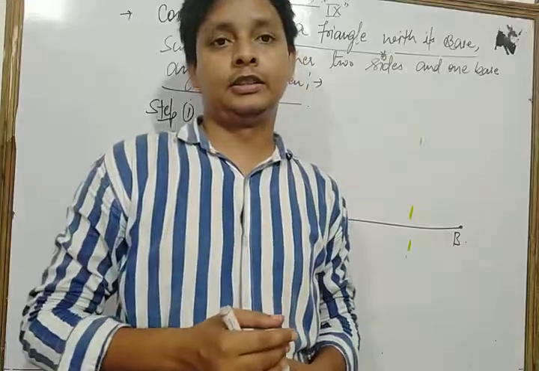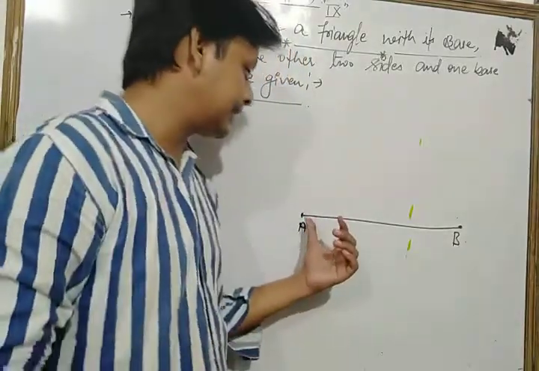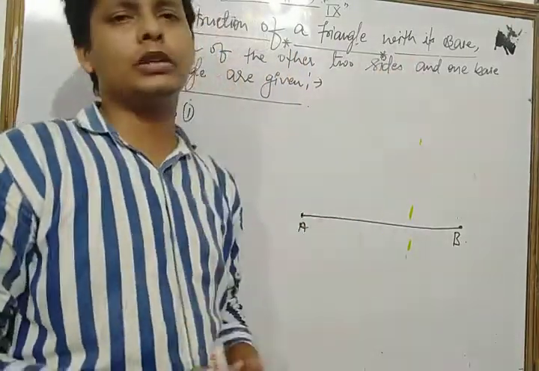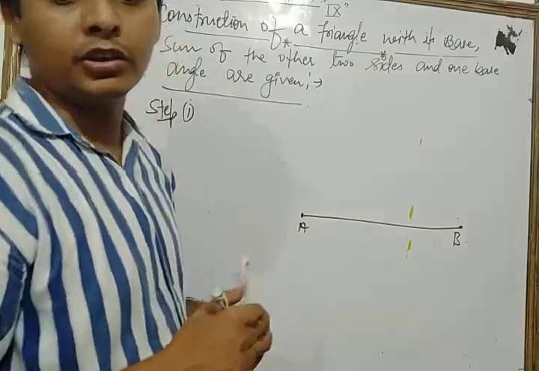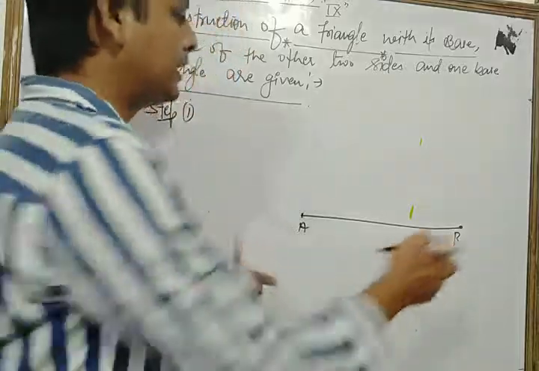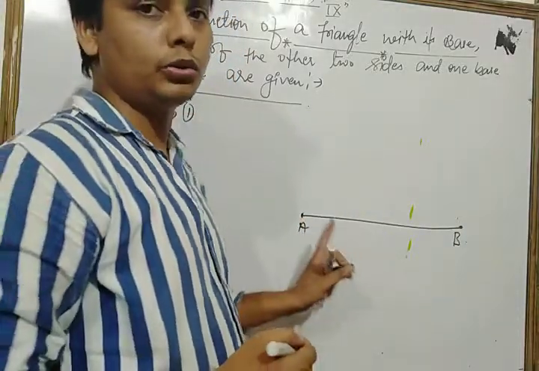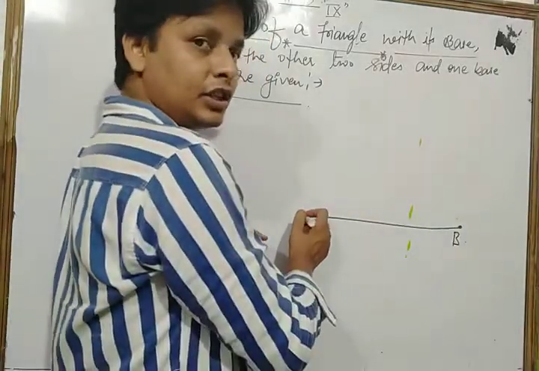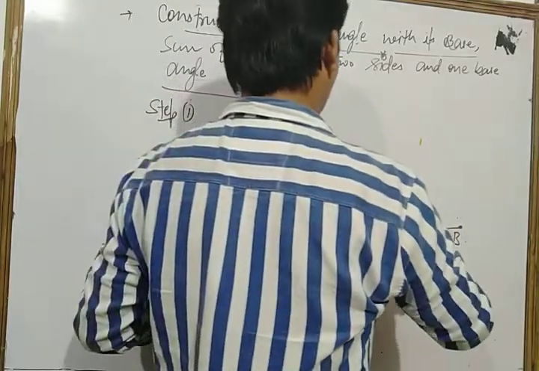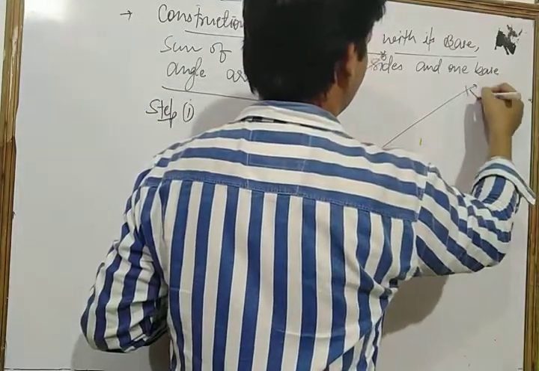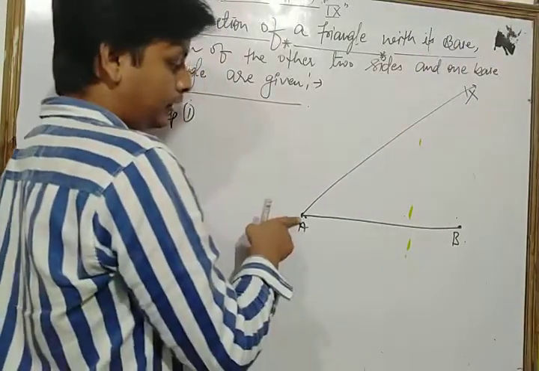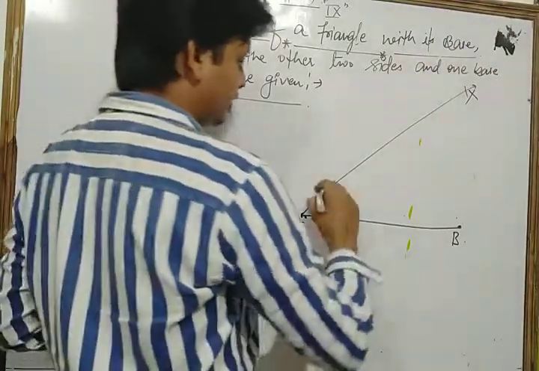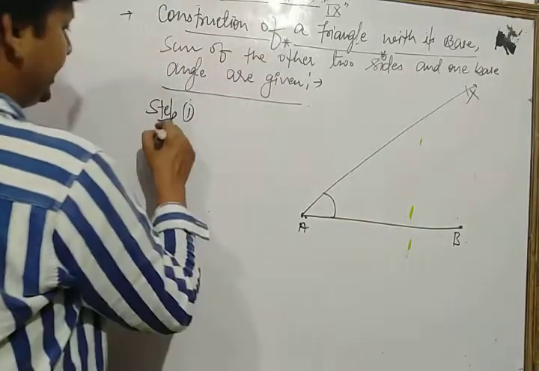After that, suppose the base angle is angle BAX. We construct the base angle. We draw angle BAX of the measure equal to that of angle A, since the base angle is given. We draw AX at the point A, and we construct the base angle as in step 2.